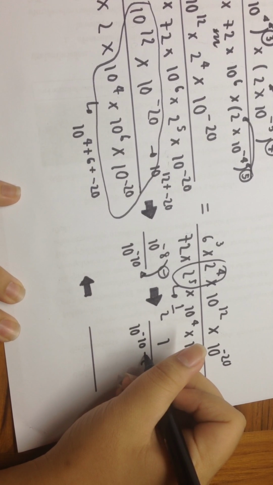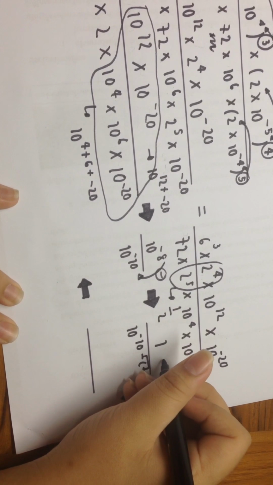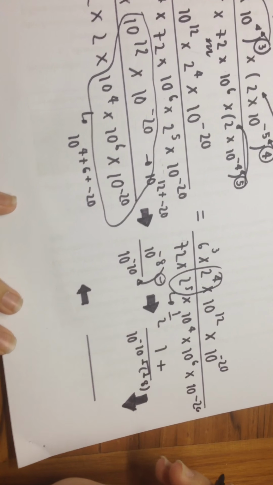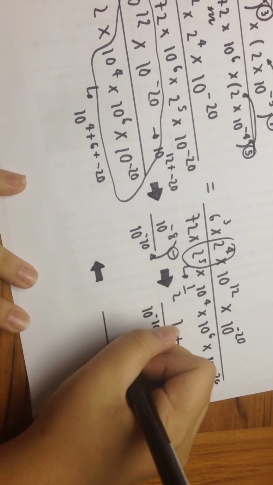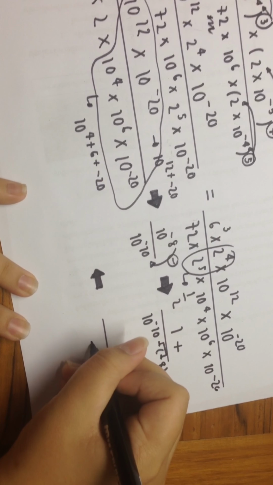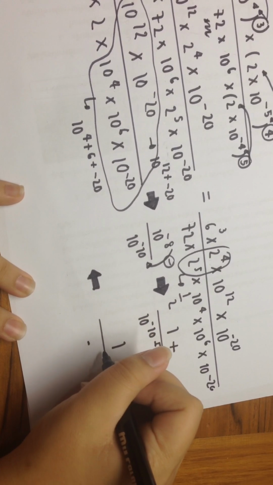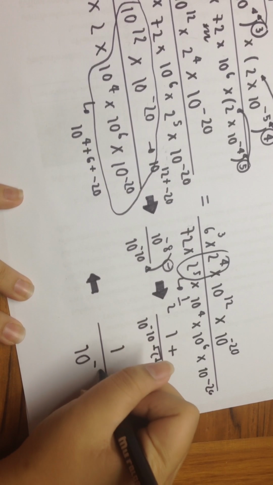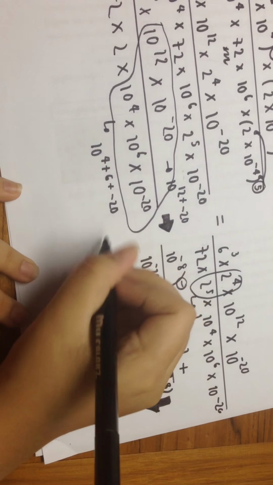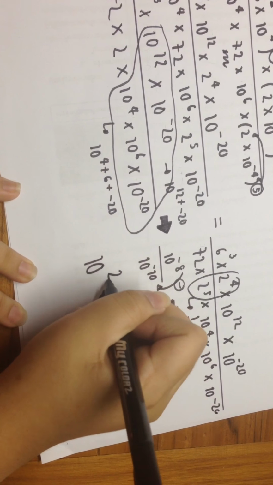So minus times minus is equal to plus, right? So it's equal to 1 divided by 10 to the power of minus 2, and is equal to 10 to the power of 2, right?